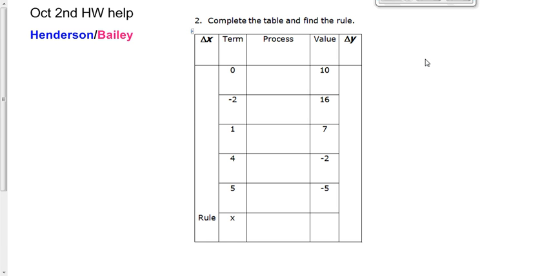If we look down at problem number 2, we need to complete the table and find the rule. Well, the easiest way to do this is using our delta x and delta y. Remember, delta is your change. So this time we need to talk about our change in y. So our delta y over our delta x.